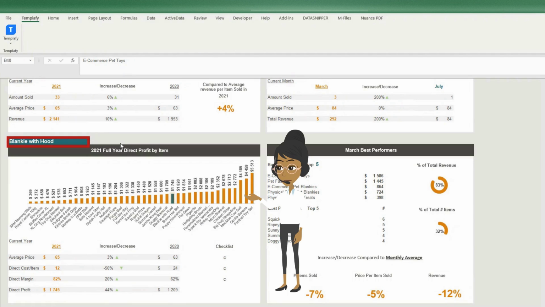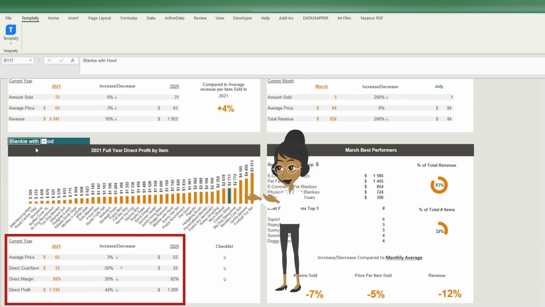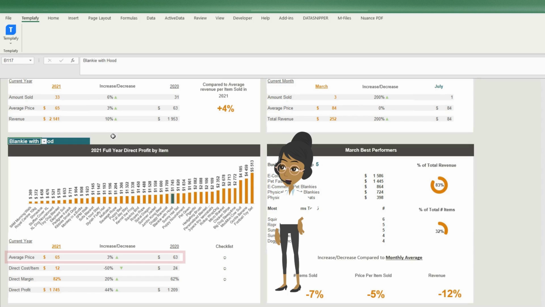Number 1, you can pick the item you'd like to analyze using the drop-down list on the top left. The bar of the item you picked will light up in your model's own distinct color. Number 2, the table underneath the graph tells you the following things. The average price of a blanket with hood increased by 30% in 2021 compared to 2020. The direct cost per blanket decreased by 50% in 2021 compared to 2020. And this is good for the pub hub, hence the green arrow that points down.